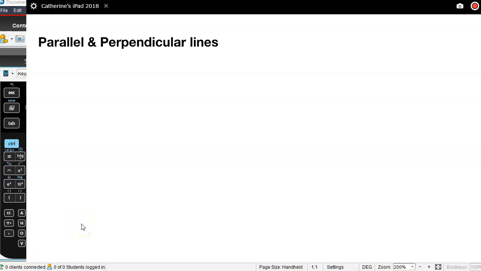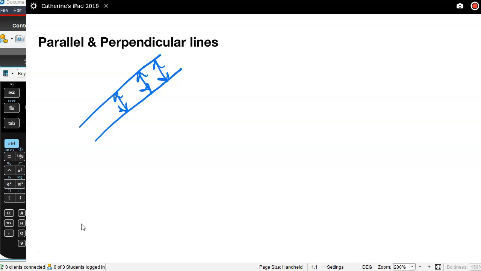So let's talk about parallel and perpendicular lines. Parallel lines, you remember parallel is when two lines are parallel. They're never going to get any closer, never going to get any further apart. So you can imagine them almost like railway lines. They're always going to stay the same distance apart.